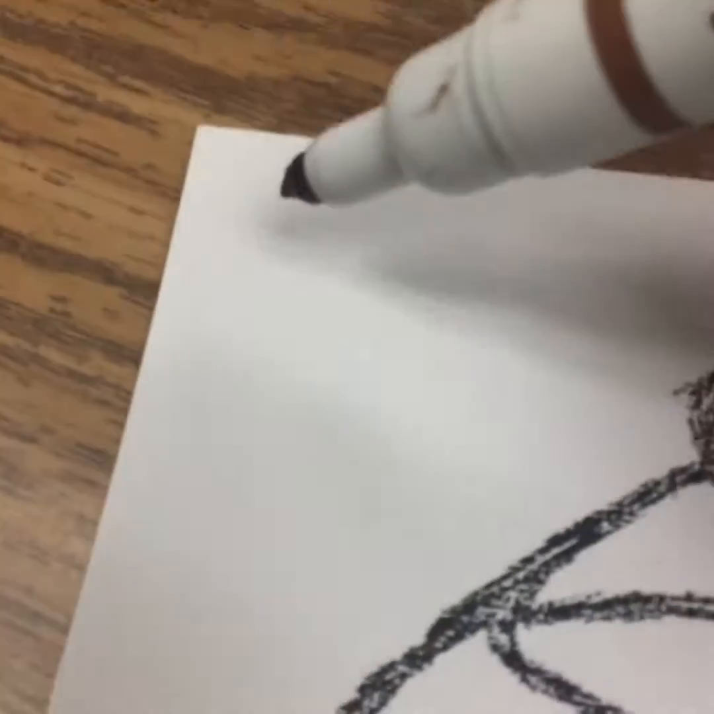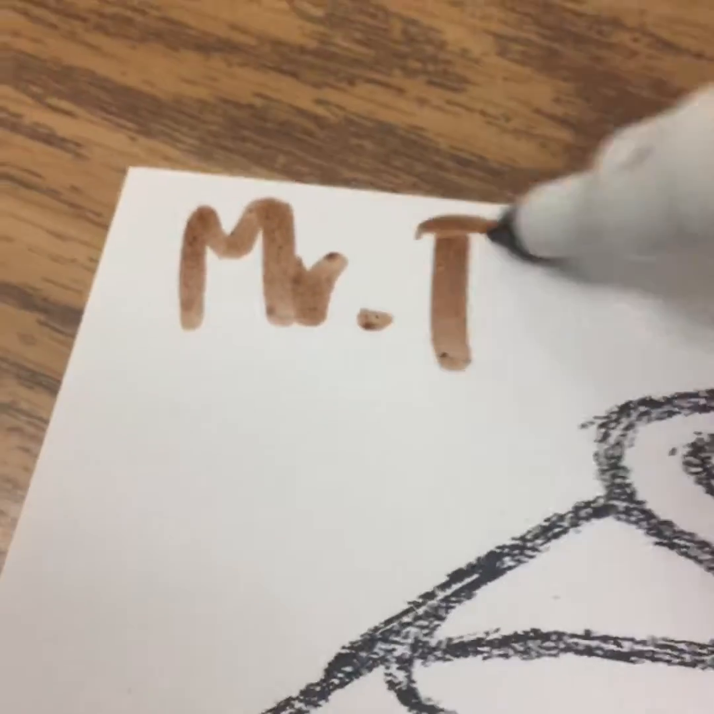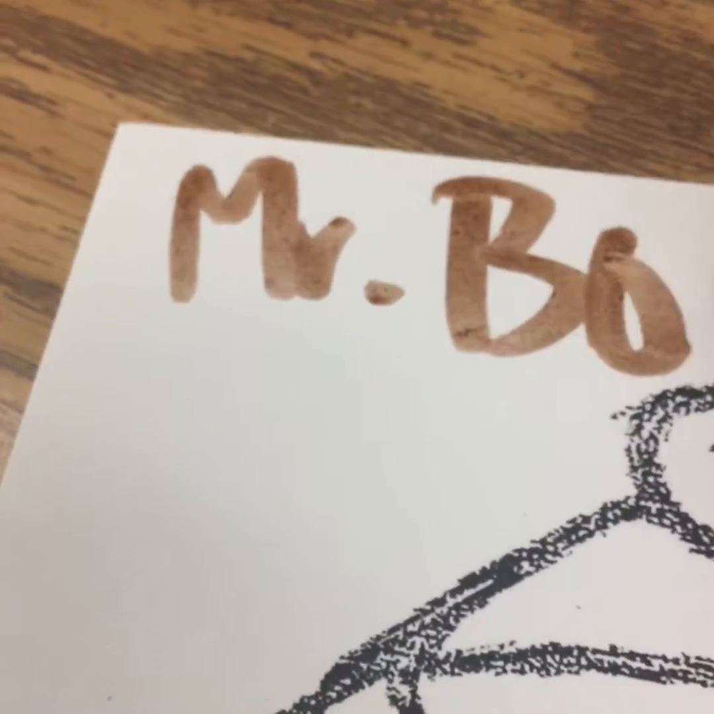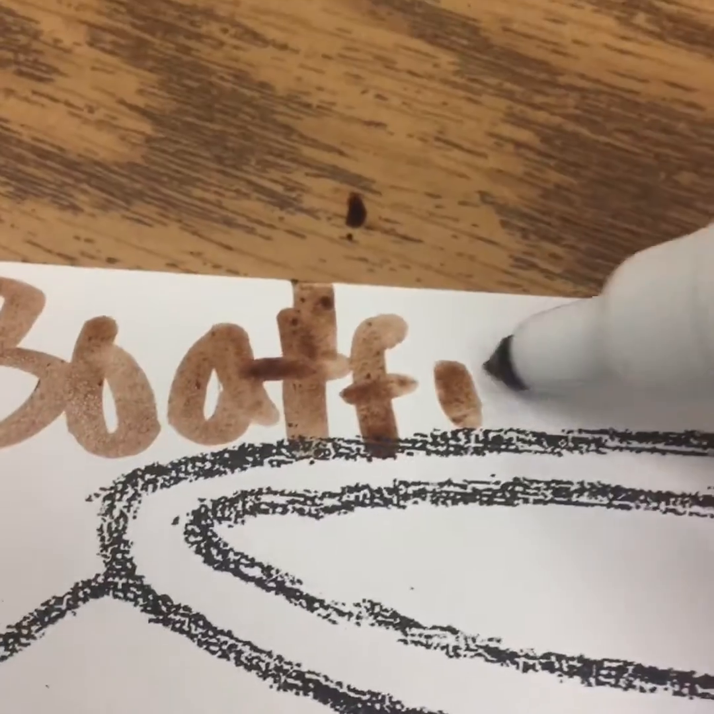Awesome job. Now what we're gonna do is we're going to take ours, and in one of the spots that's not in the fishbowl, I need you to write your name. You may have to write really small. I'm gonna write Mr. Boatfield because that is my name. But if you have your own name, I need you to write that there so that I know that this amazing fishbowl belongs to you.